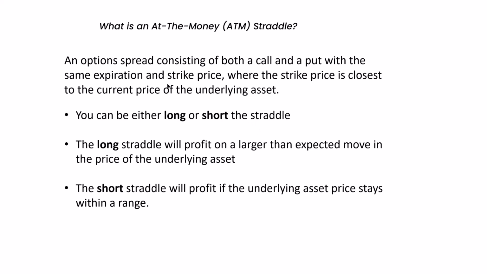An at the money straddle is an option spread. It consists of a call and a put struck at exactly the same expiration and the same strike price, where the strike price is closest to the current price of the underlying asset. You can be either long or short the straddle. If you are long the straddle, you will profit on larger than expected moves in the price of the underlying. If you're short the straddle, you'll profit if the price stays within a certain range.